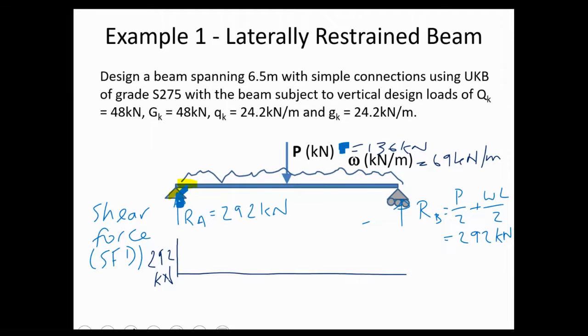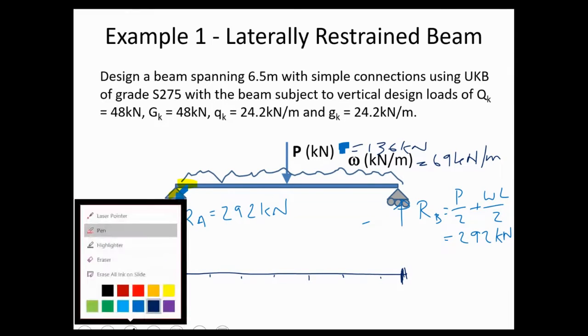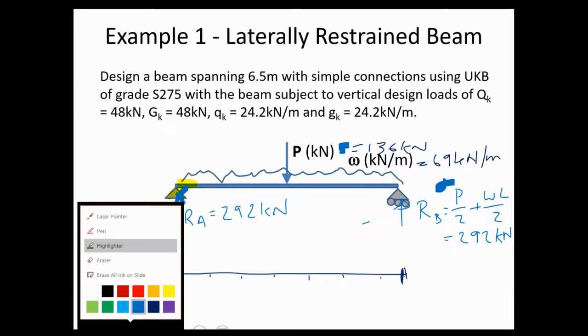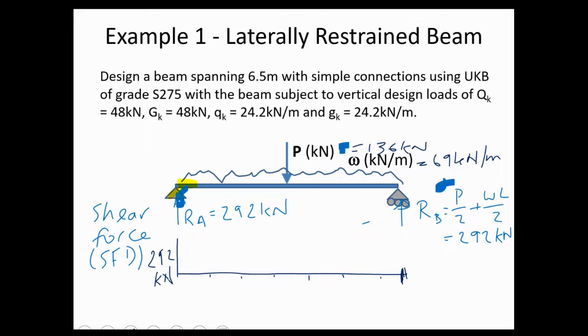So if I break up this beam into, let's see if I can break it up evenly into 6.5 lengths, it's going to be 1, 2, 3, 4, 5, 6, close enough. That's 6.5 lengths in there. So every meter I come along, I'm going to come down by 69 kilonewtons per meter. So I'm at 292, so I'm 1 meter along. So it's going to be 292 minus 69.